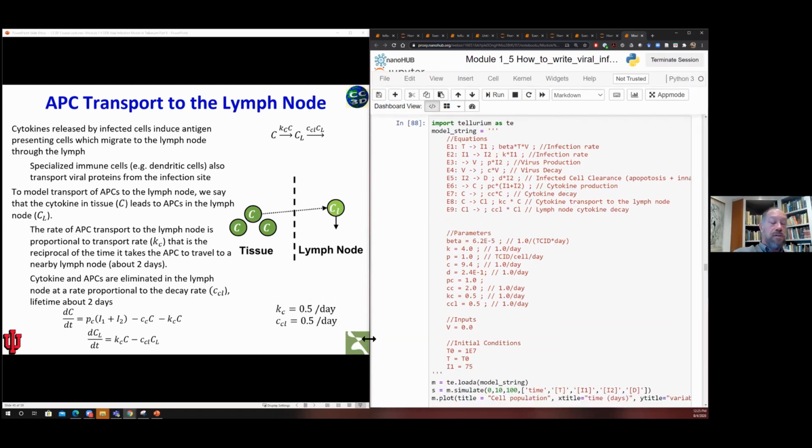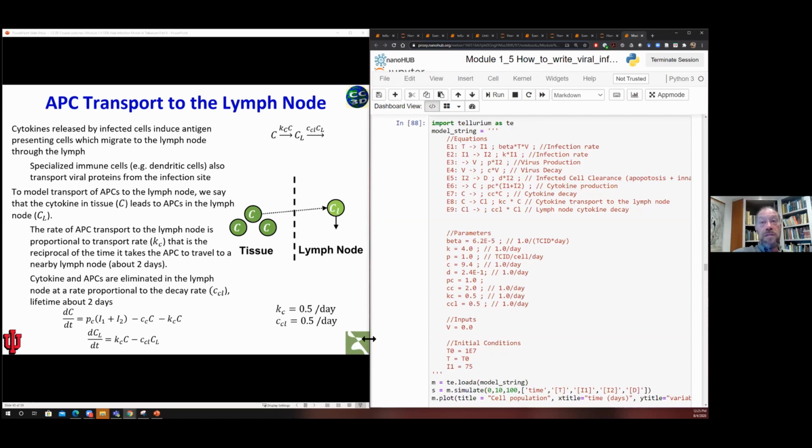And this is a little bit dodgy, I have to say, in terms of the way we wrote it. We're going to say that the cytokine in the tissue leads to antigen-presenting cells, which we're calling CL, in the lymph node. The L stands for lymph node. with a rate that's proportional to the amount of cytokine in the tissue. And we're going to assume to begin with that it takes about 2 days for this signal, this antigen-presenting signal, to get to the lymph node. That is, the rate is about a half per day.